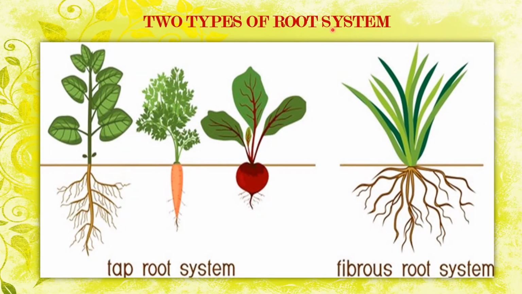Let us study about the root system. Roots of a plant grow inside the soil and there are two types of root system in plants. First is taproot system and second one is the fibrous root system. Now taproot system. In taproot system, there is a main root of the plant from which root branches emerge. The main root grows deep into the soil and such a root system is called taproot system and is seen in plants like bean, mango and pea.